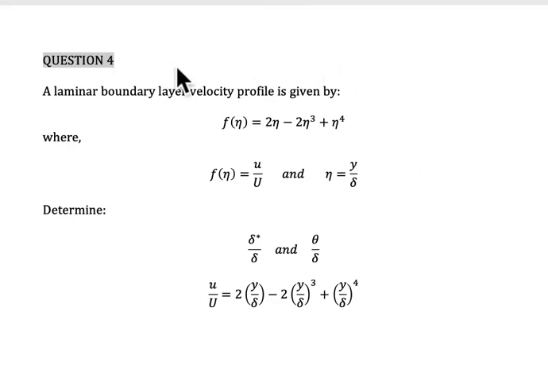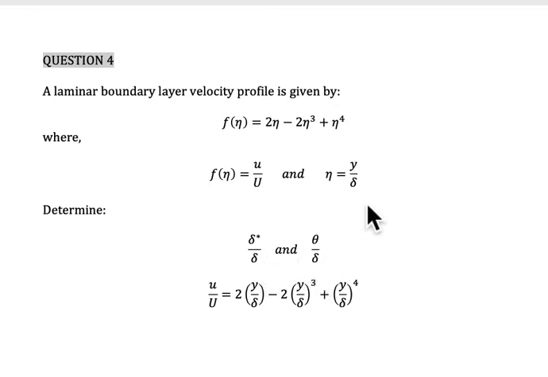Question number 4. A laminar boundary layer velocity profile is given by f(eta) equal to 2 eta minus 2 eta cubed plus eta to the power of 4. Here we assume that f(eta) is equal to u over U, and eta is equal to y over delta. The question asks you to find the value of delta star over delta and theta over delta.